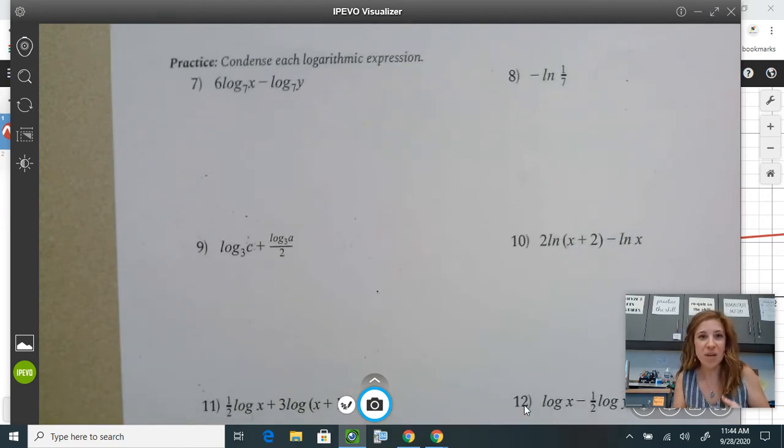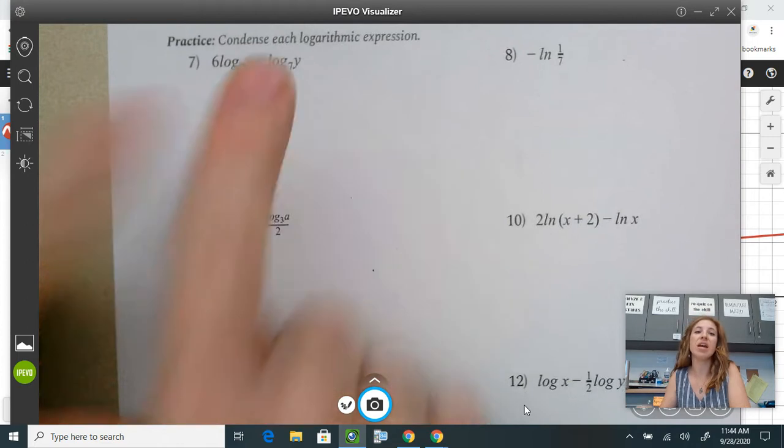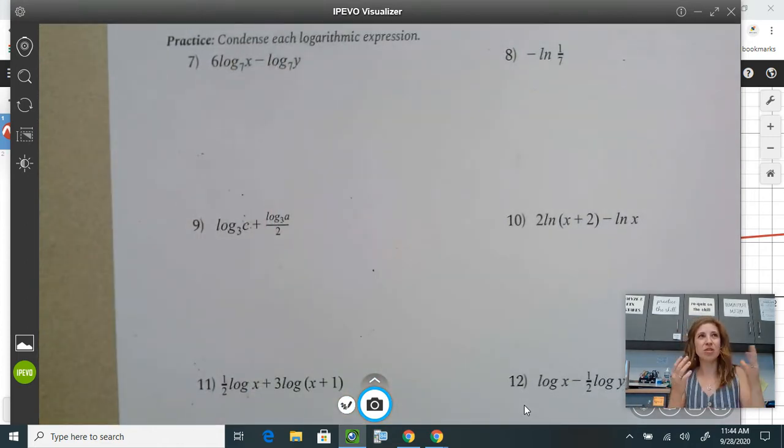Now, condensing becomes far more useful than expanding. Condensing will allow us to solve logarithmic equations, because by condensing multiple logarithmic expressions, or multiple terms of logarithmic expressions, down to a single logarithmic expression, we can apply an inverse property to cancel out the logarithmic expression and solve an equation. Don't worry too much about that.